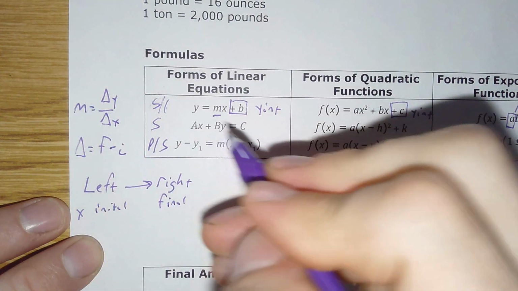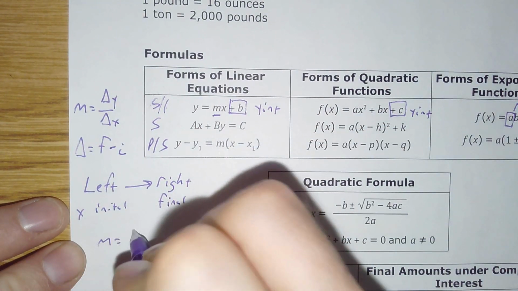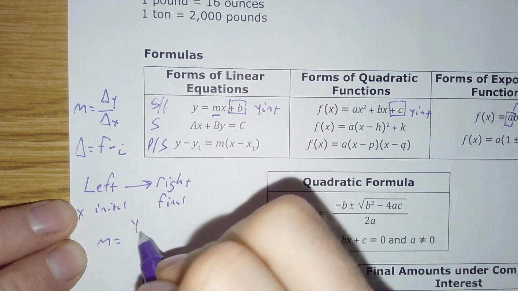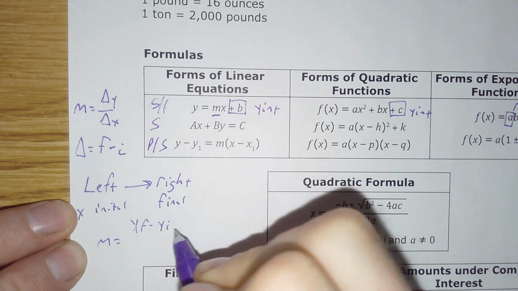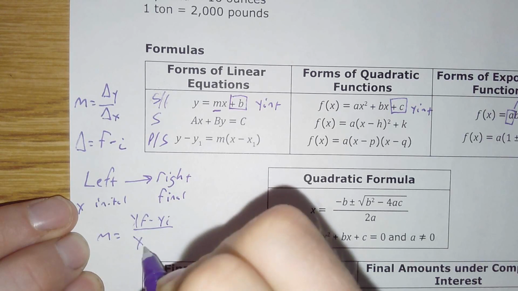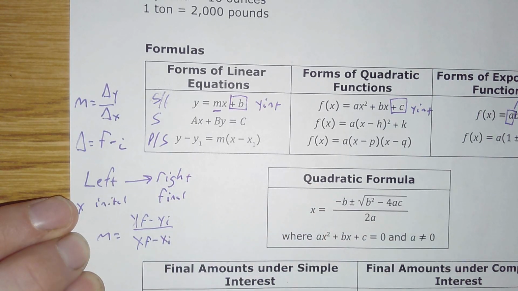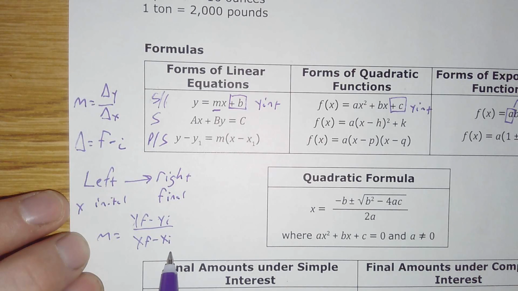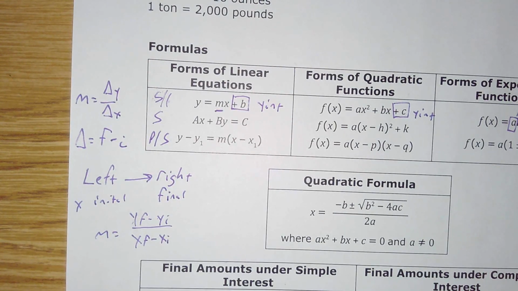So put all this together, you get that slope equals your change in y over change in x, which is your final y minus your initial y on the numerator, and then your final x minus your initial x on the denominator, right? So that way you can figure out slopes with tables or a line on a graph or something like that, okay?